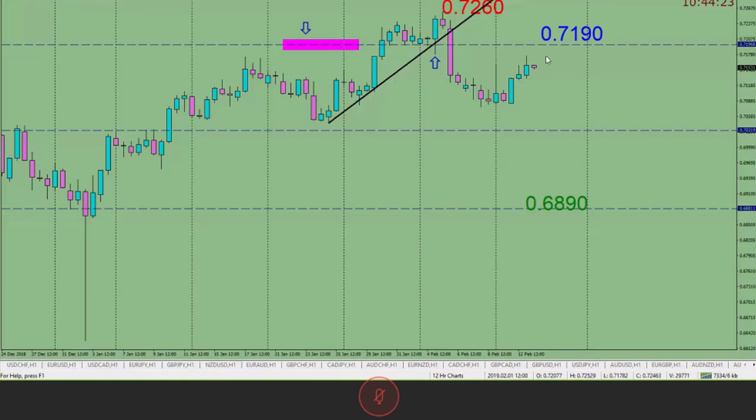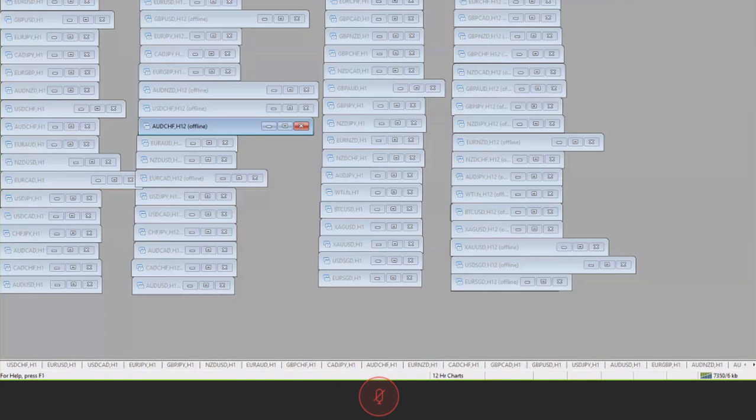The Aussie Swiss, if it hits 71.90 and prints a bearish candle, I would be pretty happy to take a sell there and target 68.90. This is again another drop trade. It's been following this trend line. It broke through the trend line. Now it's in the retrace mode. So we'll see what happens there.